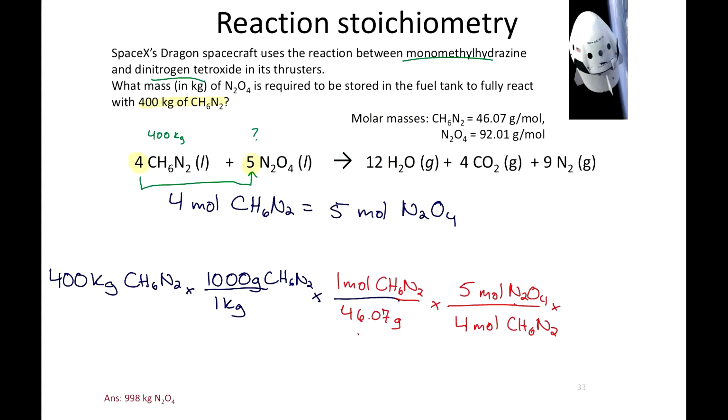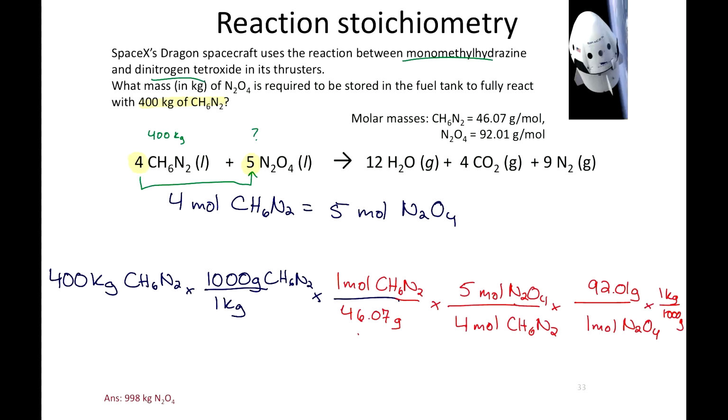All right, are we done? Nope, we need to go to a mass. So we're in moles, so let's get to a mass of this N2O4. So 1 mole of N2O4 weighs 92.01 grams. Are we done? Nope, got to go to kilograms. So we just need to divide by 1,000. 1,000 grams, 1 kilogram. Now we're done, right?